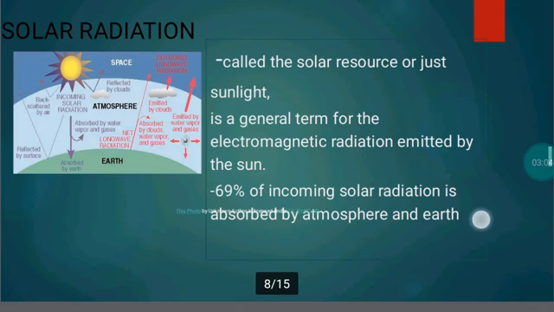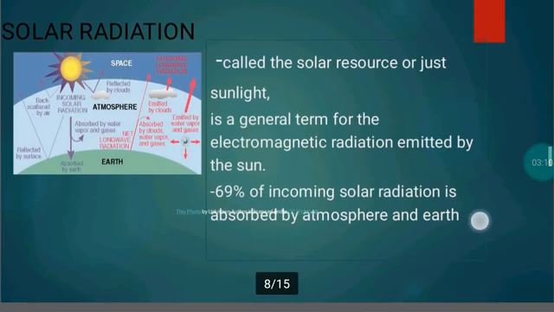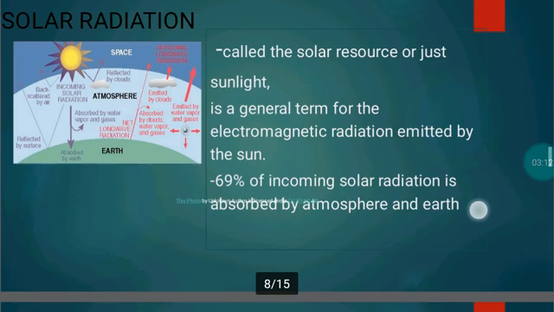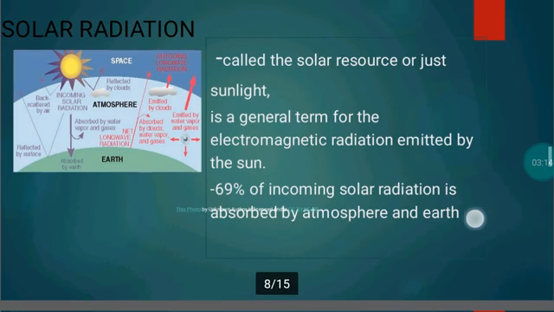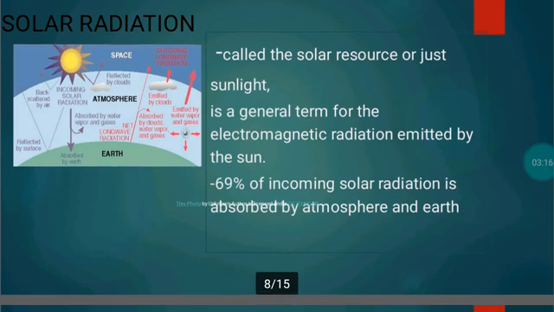Solar radiation, called the solar resource or just sunlight, is a general term for the electromagnetic radiation emitted by the sun. 69% of incoming solar radiation is absorbed by the atmosphere and Earth.